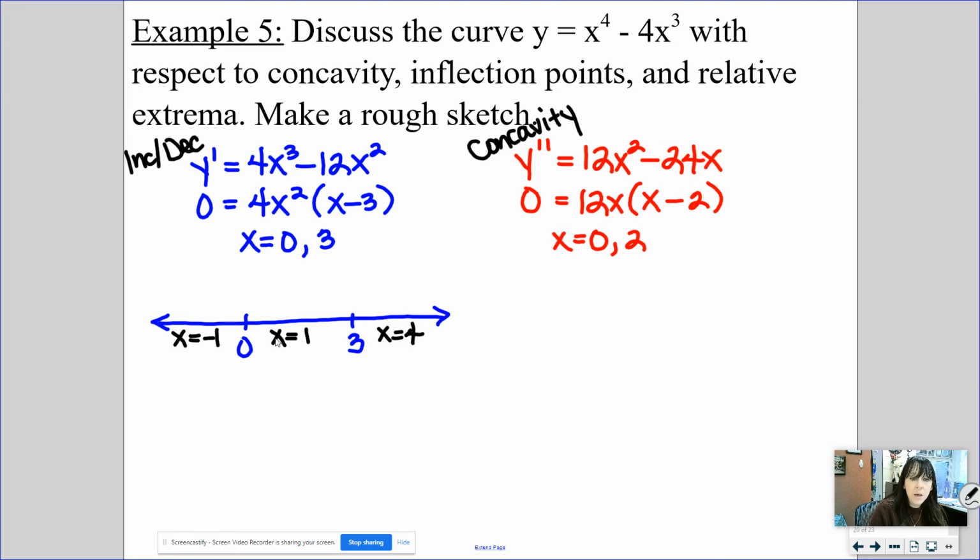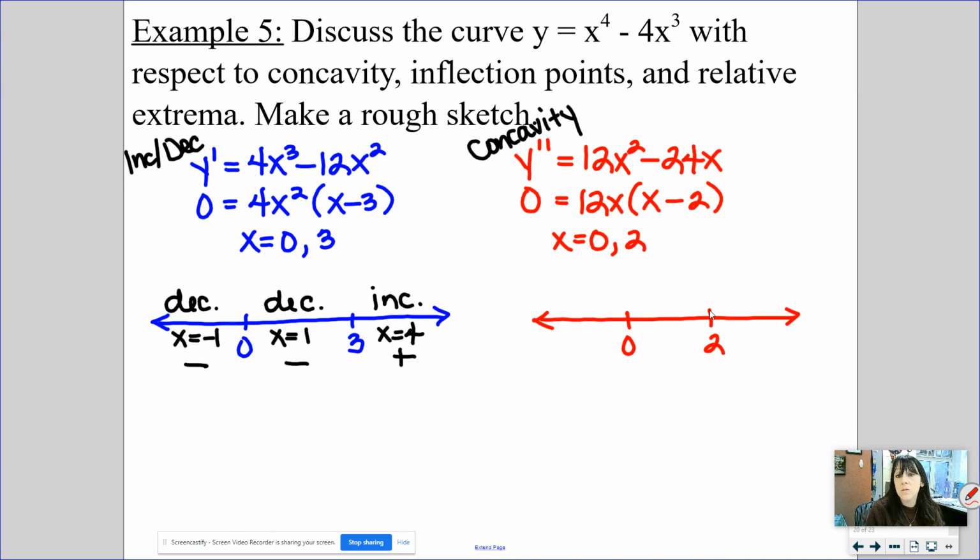When you do your testing, all of these numbers get plugged into your derivative, and you tell whether it is a positive or a negative answer. I'll just go ahead and give you my results. I had negative, negative, positive, which means our graph is decreasing, decreasing more, and increasing. Okay? Let's go over and repeat that exact same process for concavity. So we're going to use 0 and 2, because those are our critical numbers for concavity. We're still going to pick numbers that are in those intervals.